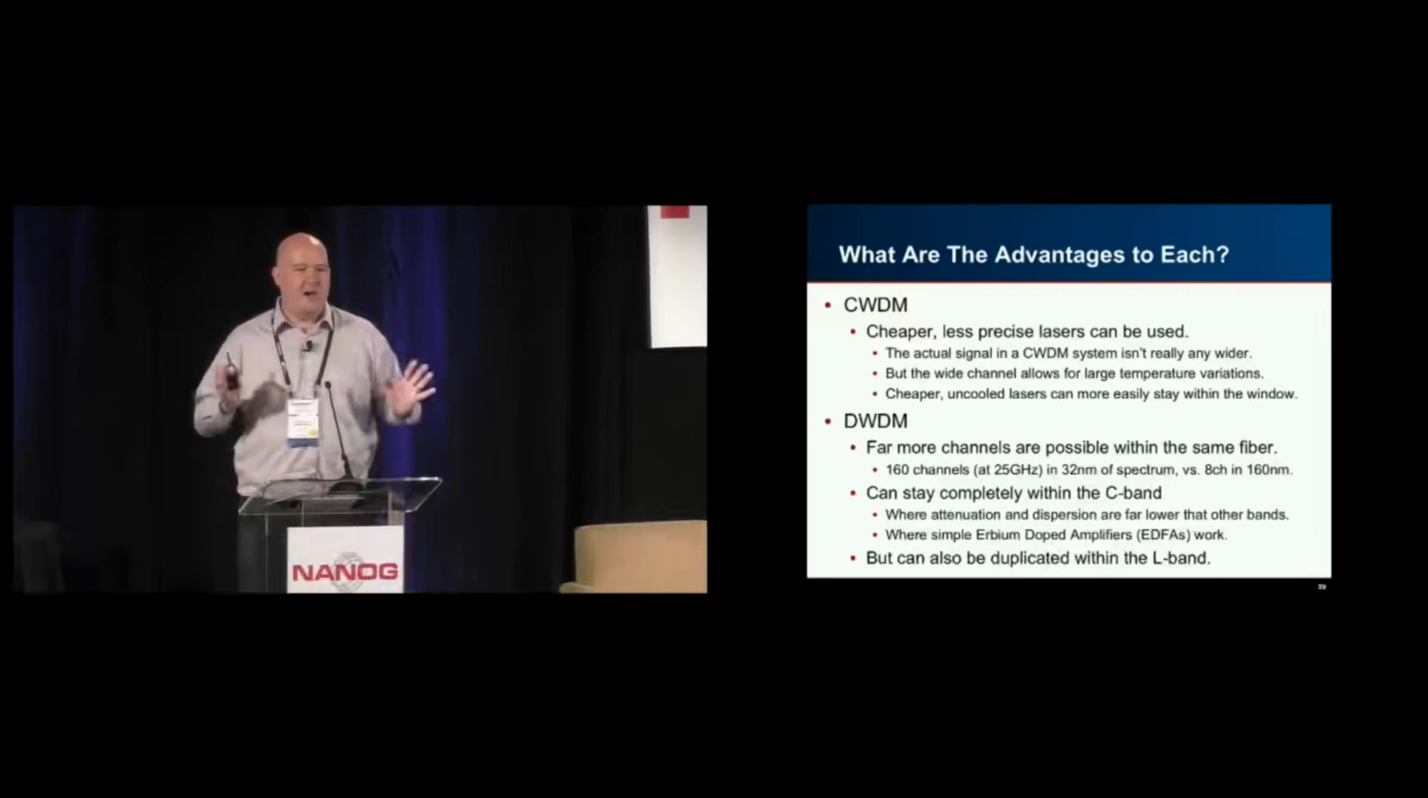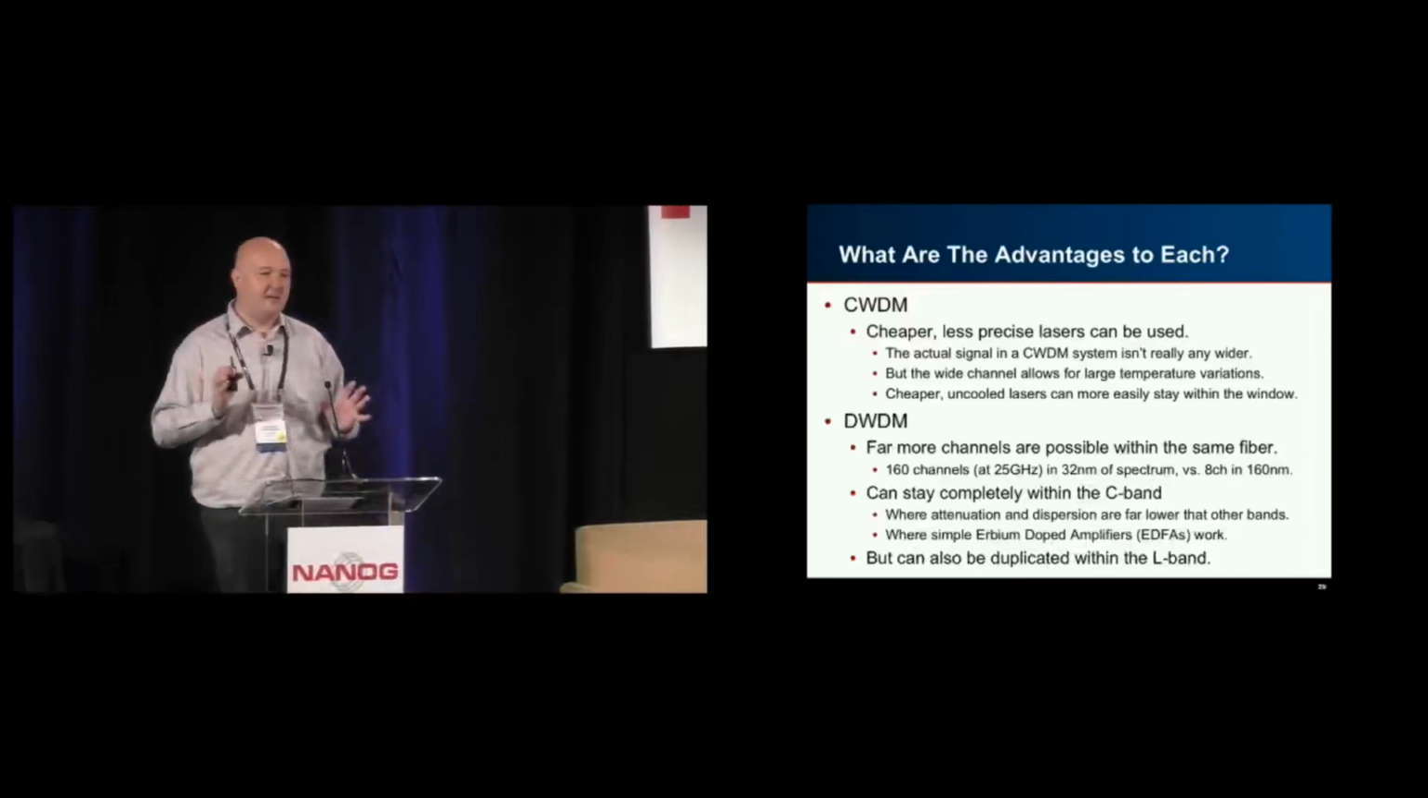So if you've got this very wide window, the signal itself isn't inherently any wider, but it gives it more range that it can move around in. With DWDM, you get a lot more channels that are possible in the fiber. So all the way up to 160 to 192 versus 8 in a massively much larger chunk of spectrum when you think about the classic CWDM.